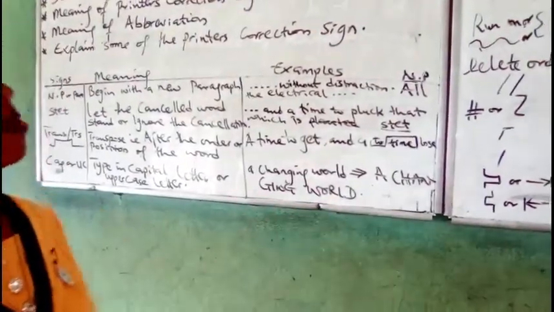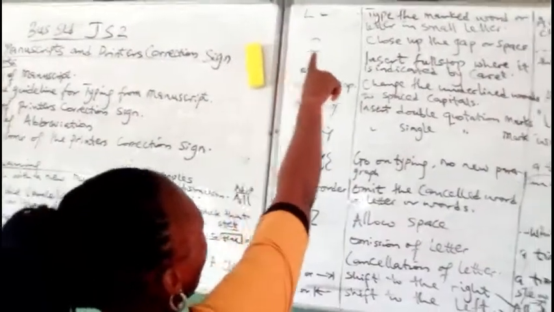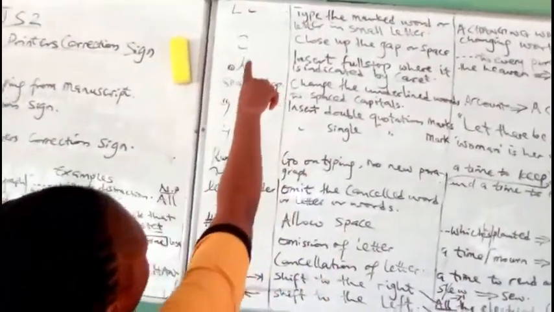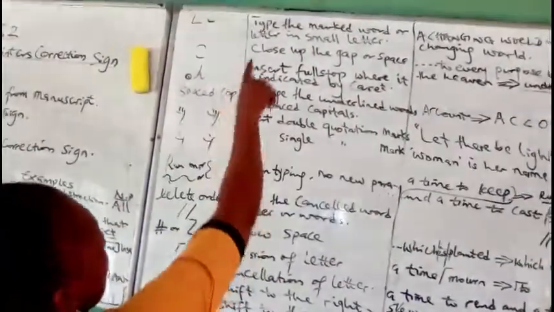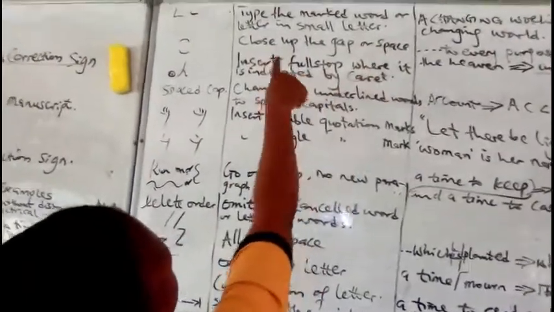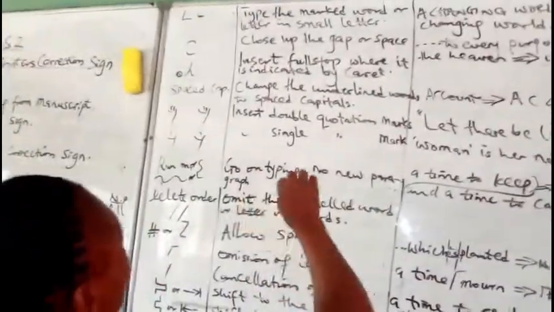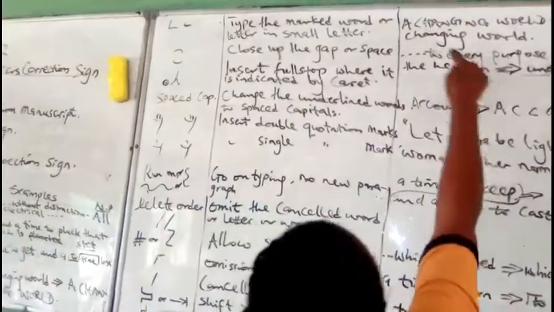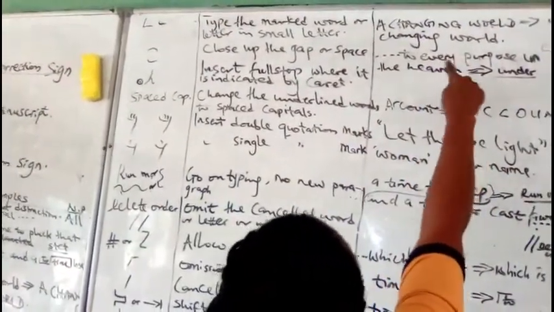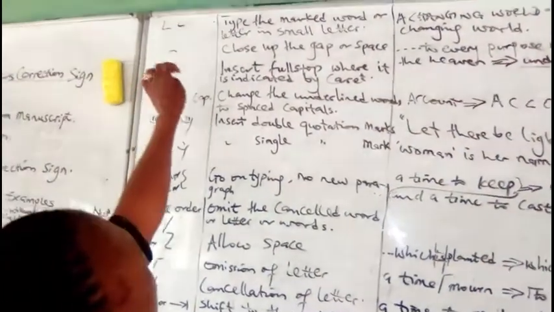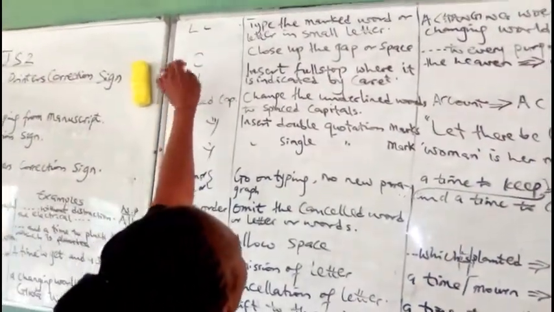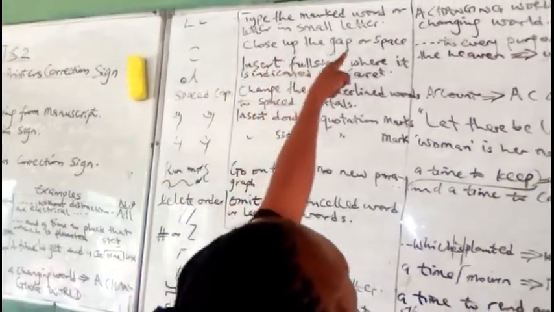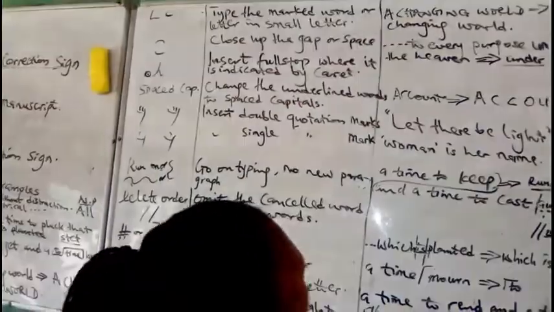We have another one there, LC. That one is lower case. Type the marked word or letter in small letter. Like I use that changing word to change it to small letter. Then here, when you have this sign, what it means is close up the gap or space.